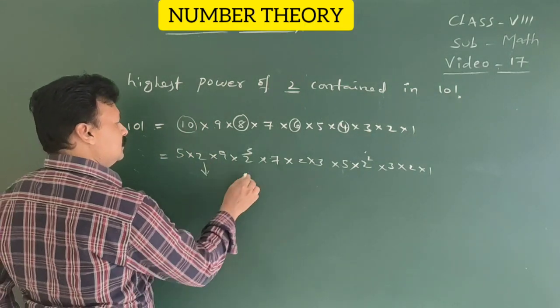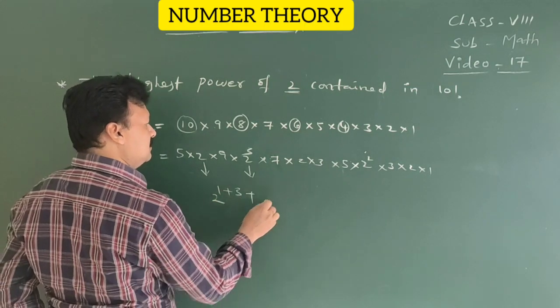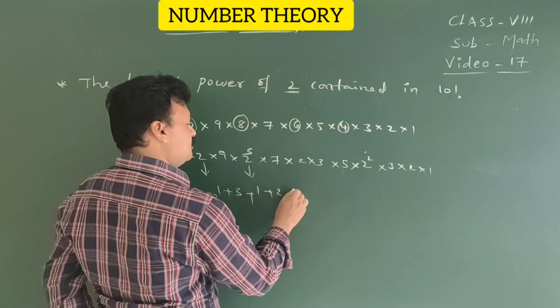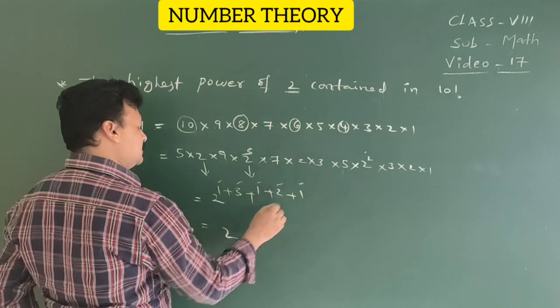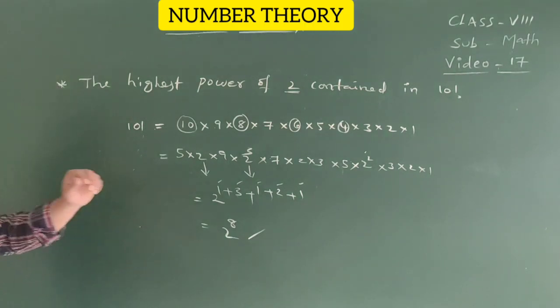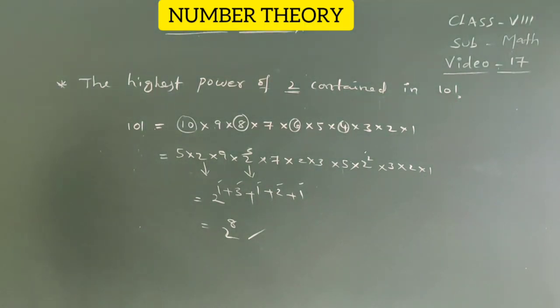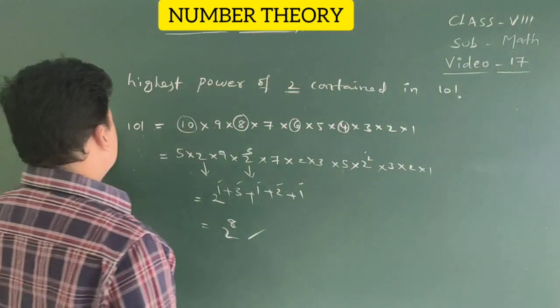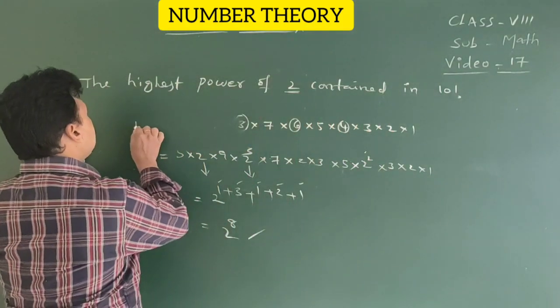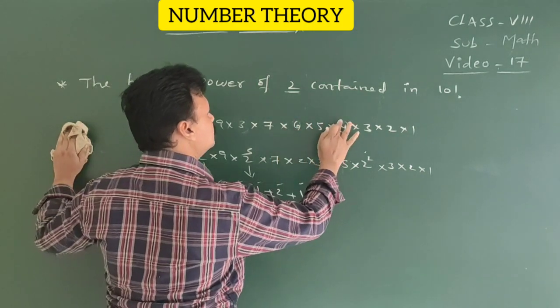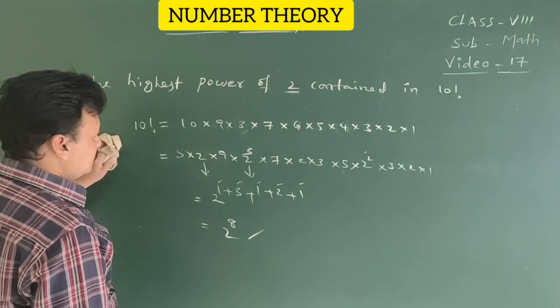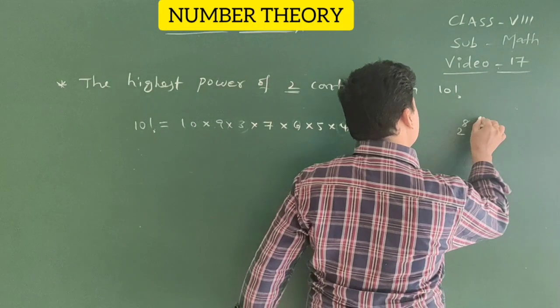Here, 2 power 1 plus 3 plus 1 plus 2 plus 1. Here 4, 5 plus 3, 8. It means the highest power of 2 contained in 10 factorial is 8. For example, 10 factorial equals 10 into 9 into 8 into 7 into 6 into 5 into 4 into 3 into 2 into 1. Highest power of 2 means 2 power 8 results.